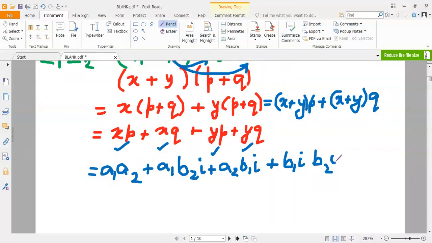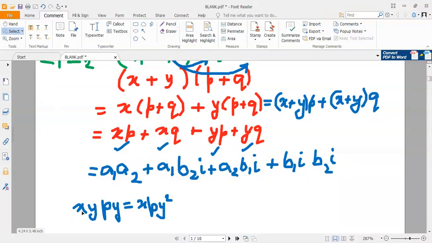Now if you are comfortable with it, what we can do is, let's say I have x y into p y, right? Let's say I have this expression. I can write this expression as x p y square, right? I can write this because there are two y's, so y times y is y square. So I can write this. I'll be using the same concept here as well.